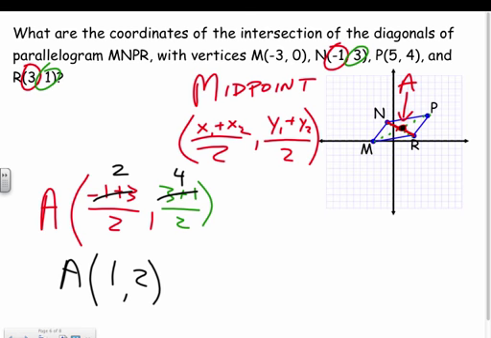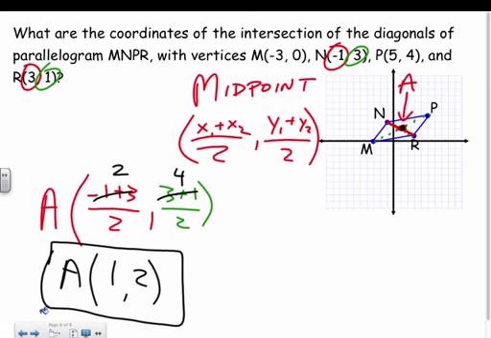Okay, much easier than trying to find two equations to set up a system. So if you can understand that the diagonals meet at the midpoint, the midpoint of each diagonal, then it makes it much easier.